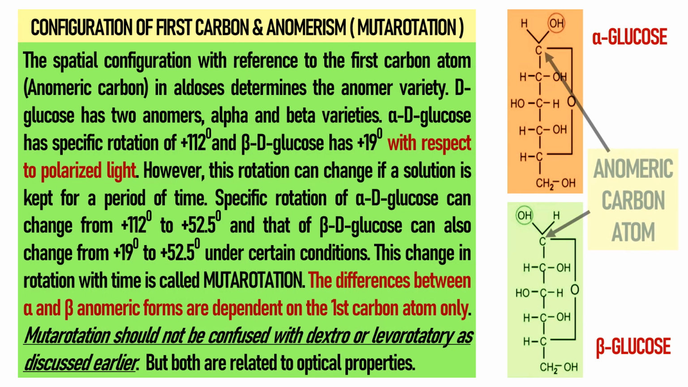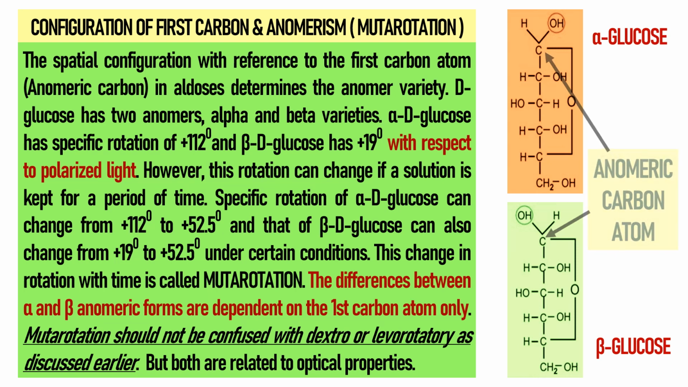The spatial configuration with reference to the first carbon atom in aldoses determines the anomer variety. D-glucose has two anomers, alpha and beta varieties. Alpha-D-glucose has a specific rotation of plus 112 degrees, and beta-D-glucose has plus 19 degrees with respect to polarized light.